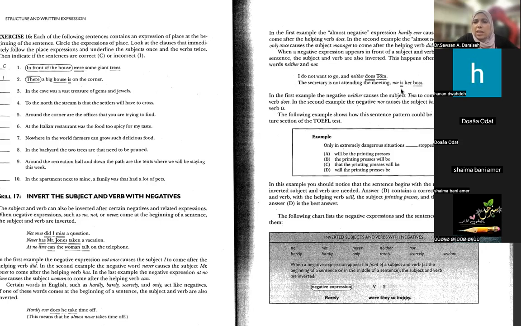So instead of saying the secretary is not attending the meeting and the boss is not attending the meeting, we can say the secretary is not attending the meeting, nor is the boss attending the meeting. We say nor, because nor means and plus negative. So nor is her boss. Okay, guys, is this clear? I hope that this is clear.